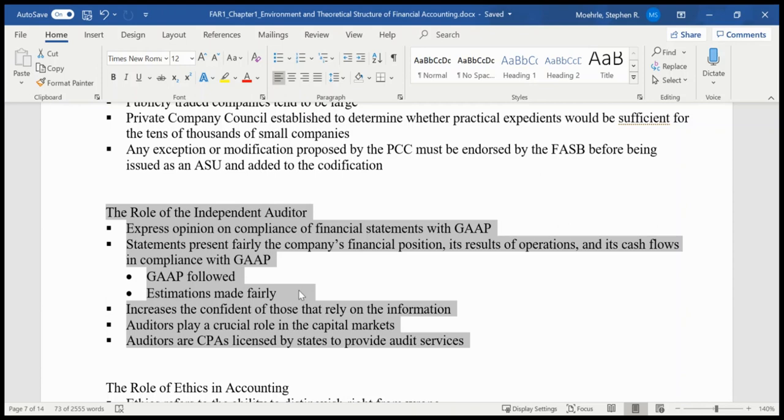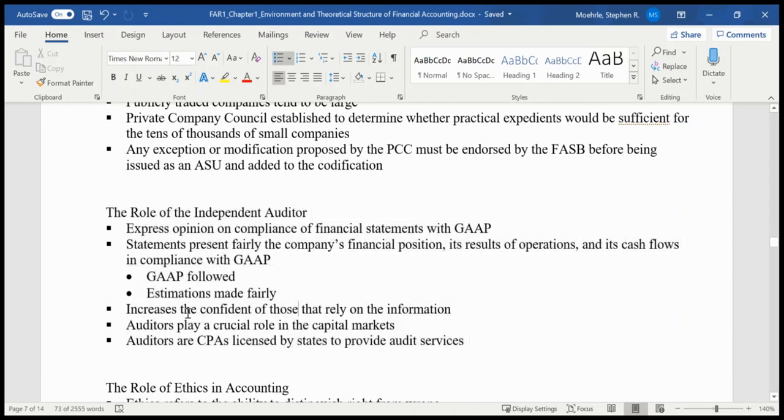In other words, it opines on two matters. Were those rules followed? Were generally accepted accounting principles followed? And when estimations were necessary, were they made fairly? Even in this course, we're going to see many estimations are required, and we're going to learn a little bit about how they're made. They're actually the especially interesting part of the ongoing accounting process. The independent auditor increases the confidence of those that rely.